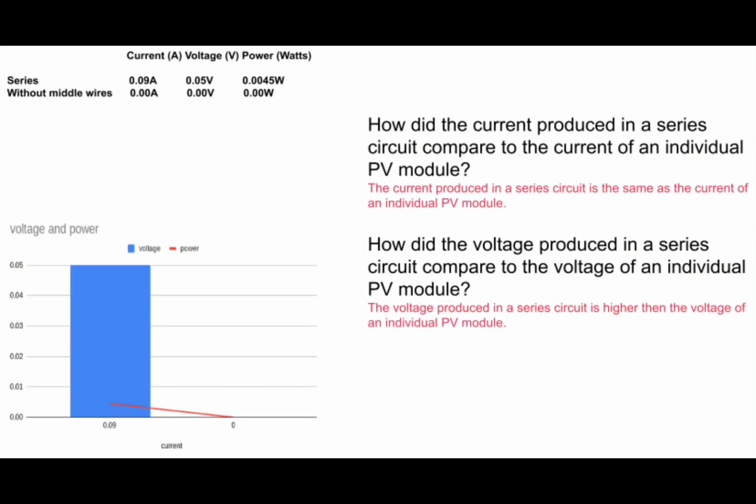For lab 2, how did the current produced in a series circuit compare to the current of an individual PV module? The current produced in a series circuit is the same as the current of an individual PV module. How did the voltage produced in a series circuit compare to the voltage of an individual PV module? The voltage produced in a series circuit is higher than the voltage of an individual PV module.